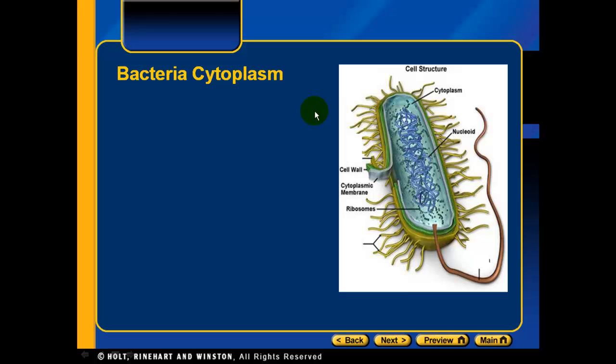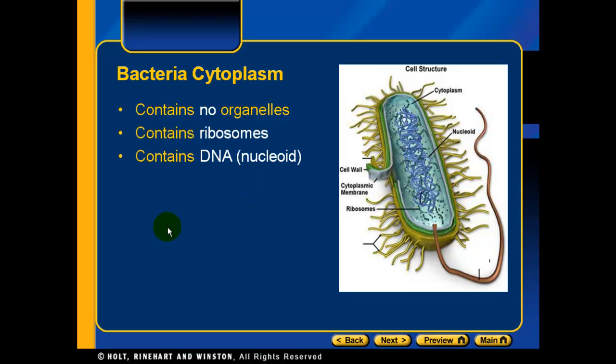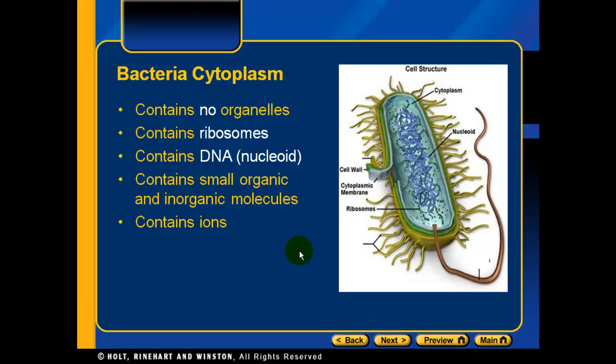Next is the cytoplasm. Within the cytoplasm, you see nucleoid. It is not a nucleus, and there are ribosomes in there. Remember, prokaryotes do not have organelles. There are no mitochondria, any type of organelle in there whatsoever. There's ribosomes in there, so they can make protein. They do have DNA, which is found in the nucleoid, and they do contain small organic and inorganic molecules and ions.